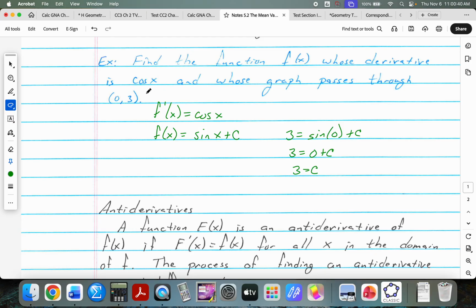This is sometimes called, the 0, 3 is called an initial condition. You can think of it as a starting place. That's why it's called the initial condition. It doesn't have to be at x is 0. It can be anywhere. So once we know that c is 3, our function f of x is sine of x plus 3.